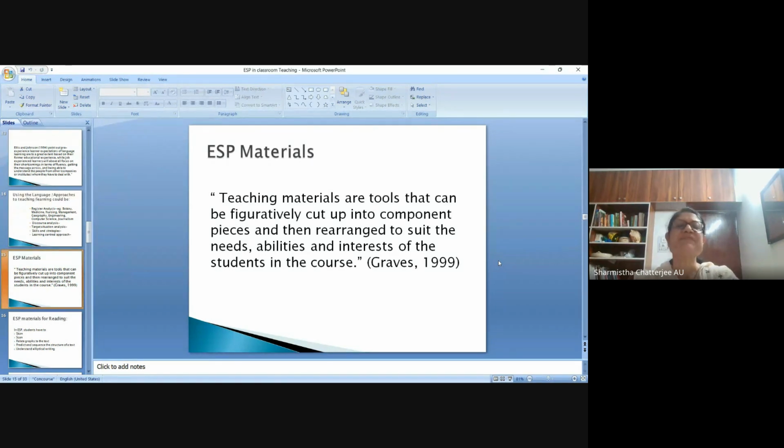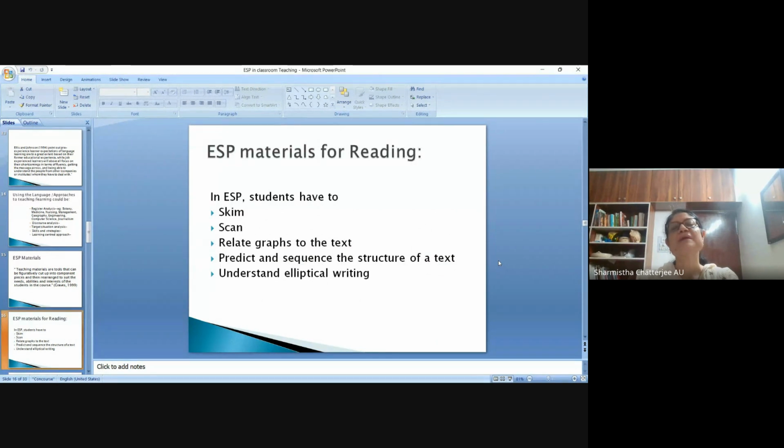So for you, it's figuratively cut up. That means component pieces. These are the important phrases. That means for ESP, it's not exactly a long chunk which is important. The smaller chunks are important, specifically engineered to suit your students. So in case you are giving your learners and yourself a kind of material through your subject for reading, and you are also developing reading skills, yours and your learners, what can you do?